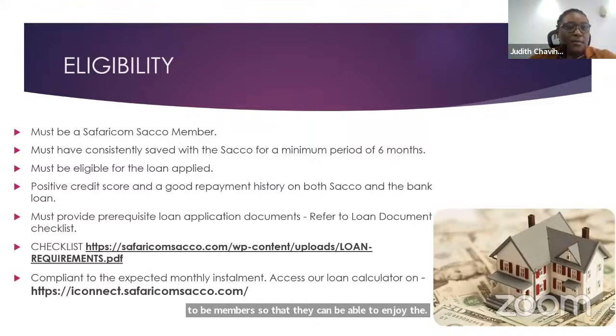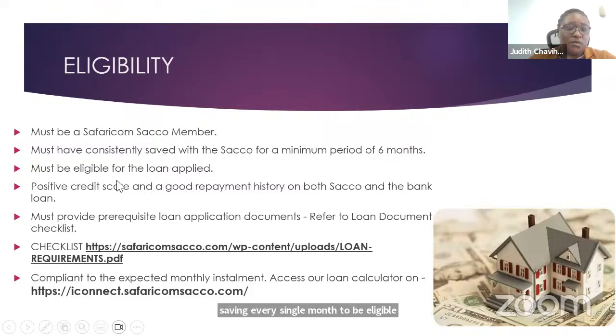And then a member must have consistently saved with the Sacco for 6 months. We have members who join and immediately request for the mortgage product. A member needs to save consistently for 6 months before they enjoy the mortgage products. If you have surpassed the 6 months, automatically you qualify. But the keyword is consistently saved. You need to be consistent in your savings based on the minimum savings that is required. You need to be saving every single month to be eligible.